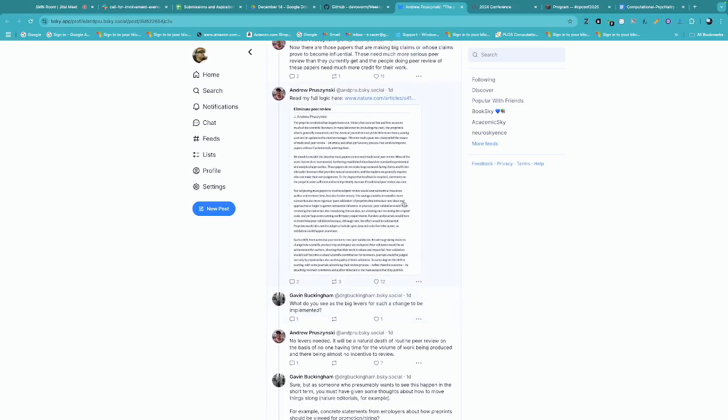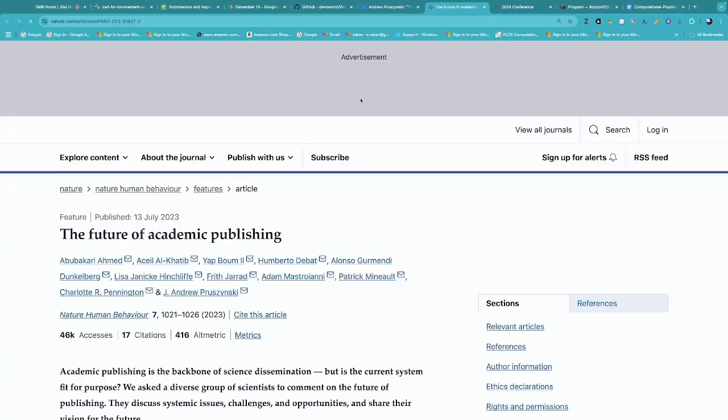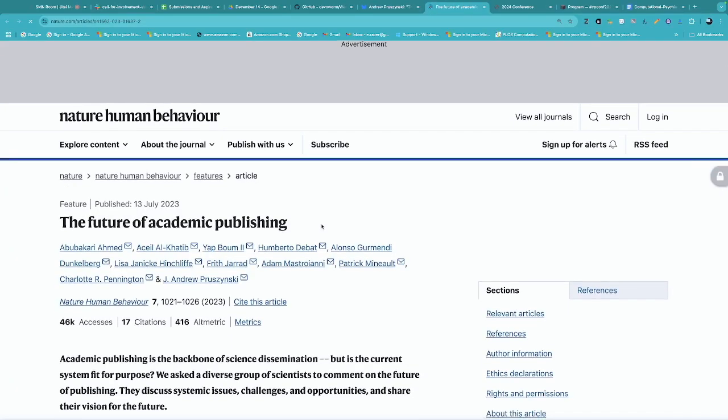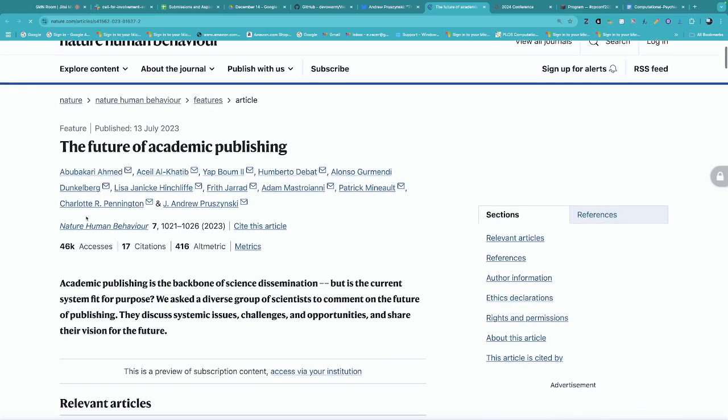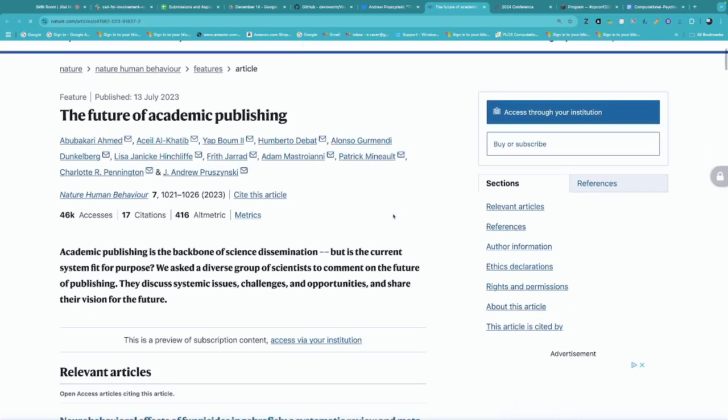Now, the reason I'm bringing up this thread in part is because there is this Nature paper here in Nature Human Behaviour, the Future of Academic Publishing. It has a bunch of authors on it, including Andrew Brzezinski, Patrick Minot, and some other people. And so this is maybe one of these opinion pieces. It says, academic publishing is the backbone of science dissemination, but is the current system fit for purpose? We asked a diverse group of scientists to comment on the future of publishing. They discuss systematic issues, challenges, and opportunities, and share their vision for the future.